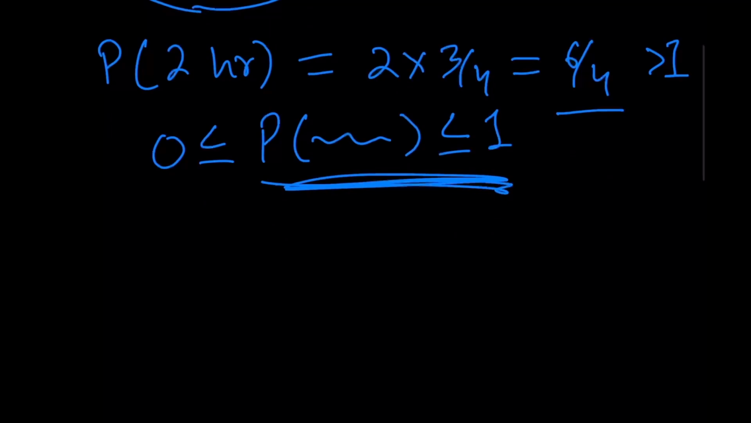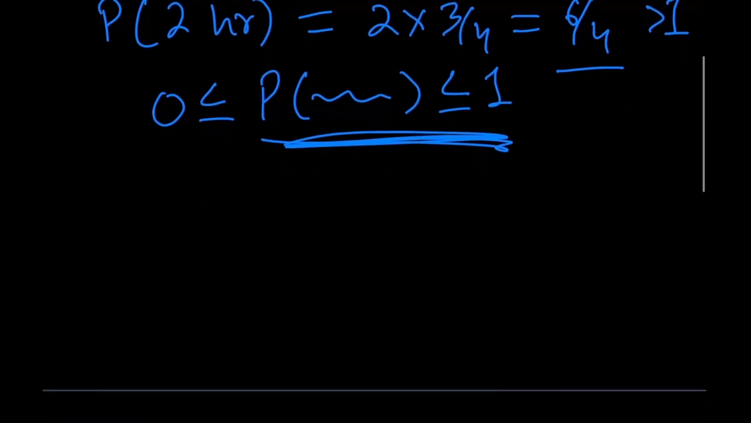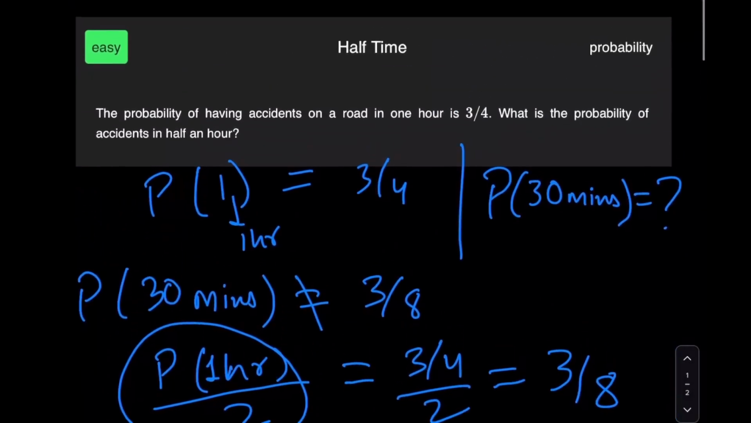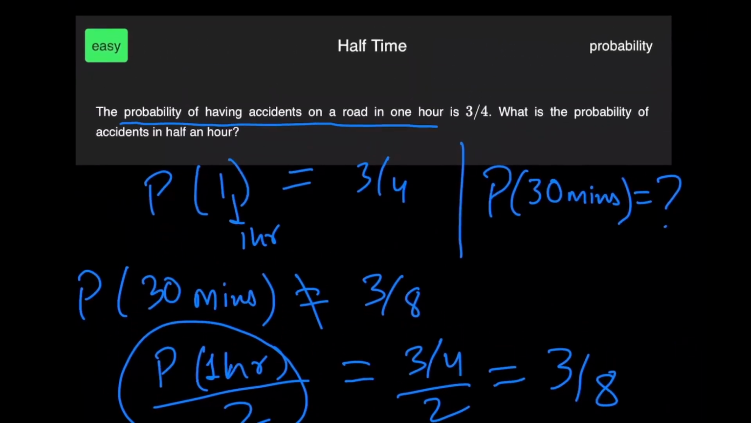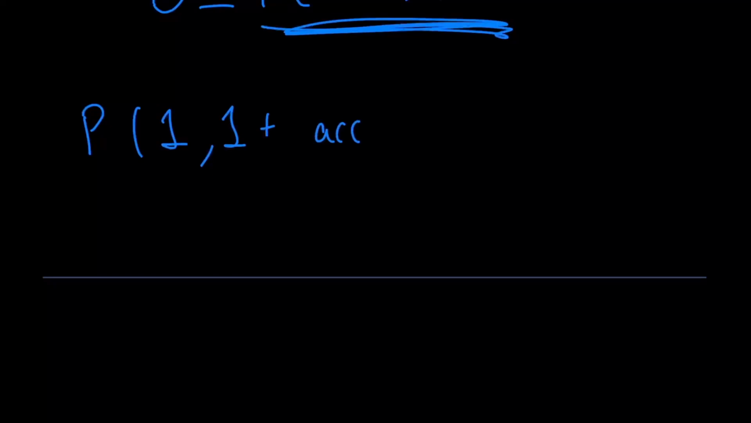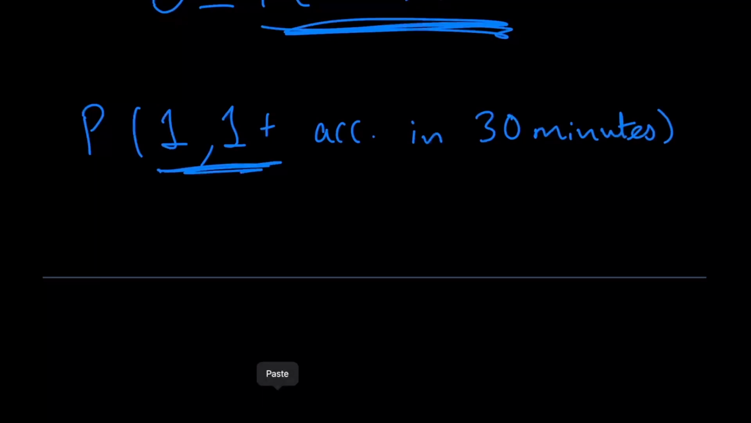Another hint, if you guys haven't been able to point that out by now, is that focusing on the statement over here, the probability of having accidents on a road in 1 hour, right? What it means over here is that the probability of having one or more, 1 plus, accidents in 1 hour is what it's given, right? So basically, what we've been asked is the probability of having one or more than one accidents in 30 minutes. So try to emphasize on the fact that we've been asked the probability of one or more than one accidents in the given time frame.